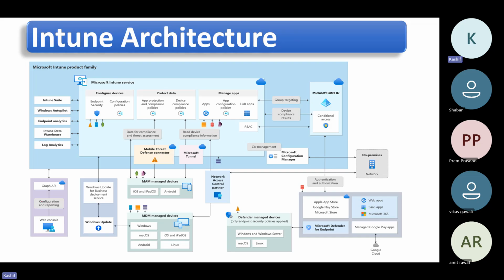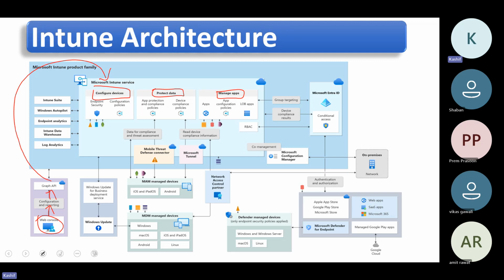Now here is the Intune architecture. It is done by Microsoft. You don't have to do anything in this one. When you create your subscription, you get a web console. From this web console, you do configuration and reporting, and your request goes to Graph API. From Graph API, your request goes to Intune services in the backend. So either you configure devices, protect data, or manage applications. All these things are in the backend, and based on your requirement, it is going to do the configuration accordingly.